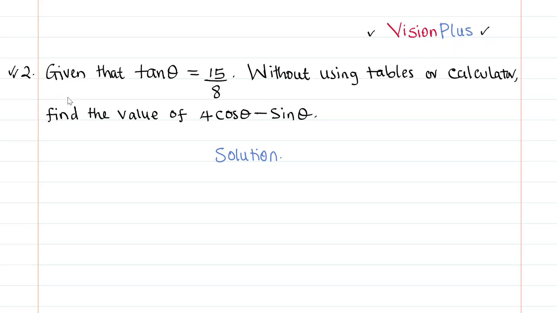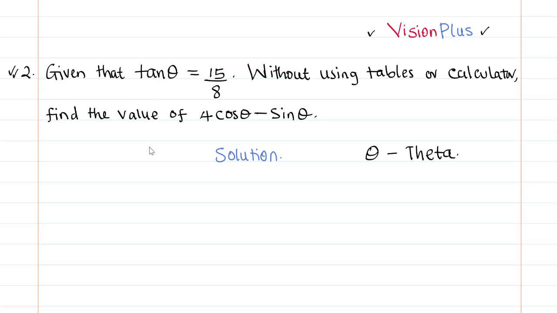Number 2 says, given that tan theta equals 15 out of 8, without using tables or calculator, find the value of 4 cos theta minus sin theta. That symbol is called theta. This symbol is theta. Theta depends, but that is the symbol. So this is a question from trigonometry.